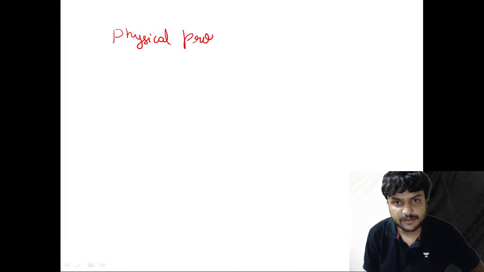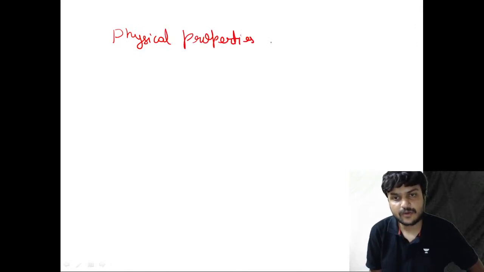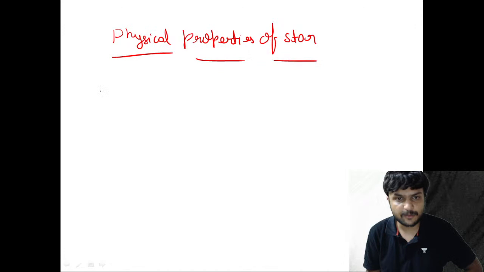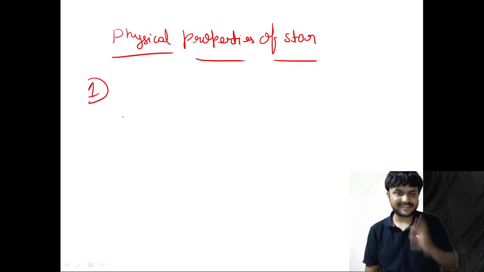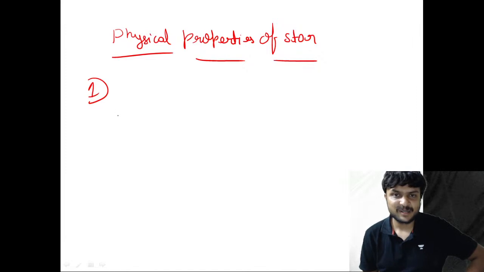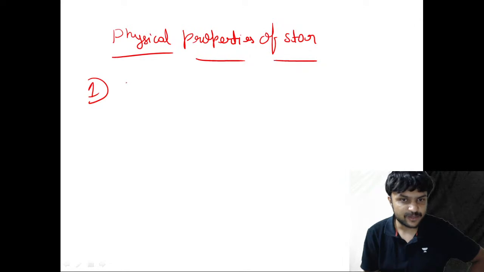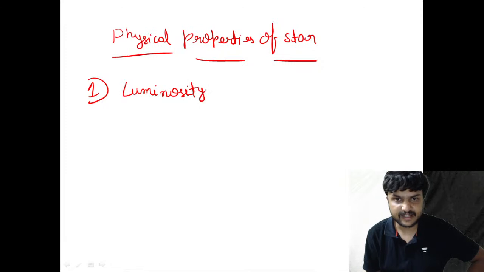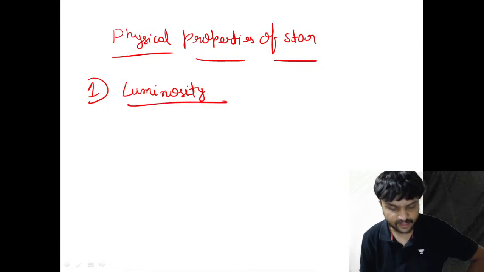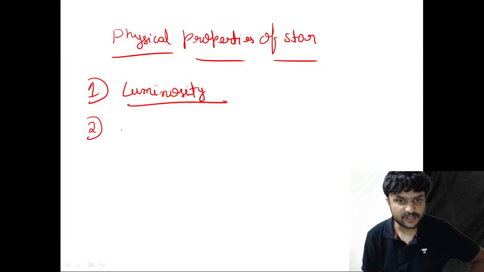The physical properties of a star: we are going to study the main properties. When you look at a star, what is the first thing that comes into your head? You see how bright or shiny the star is, right? We call that luminosity. We are going to understand how luminous the star is. Luminosity, we are going to understand the luminosity of a star. Then we are going to continue with brightness.